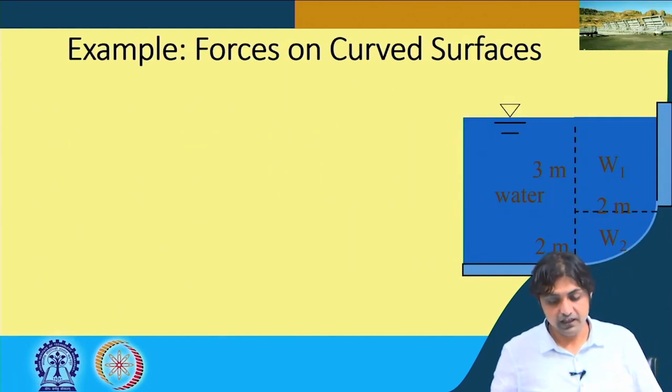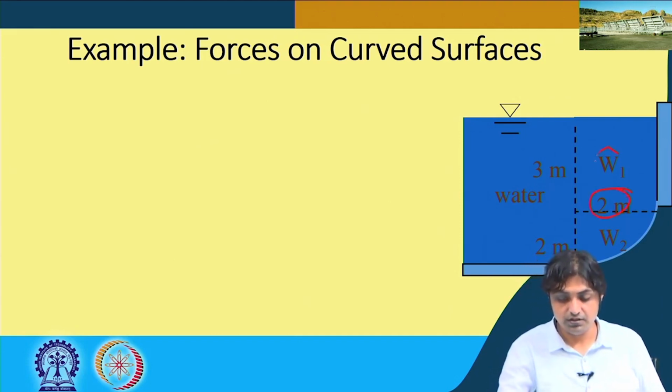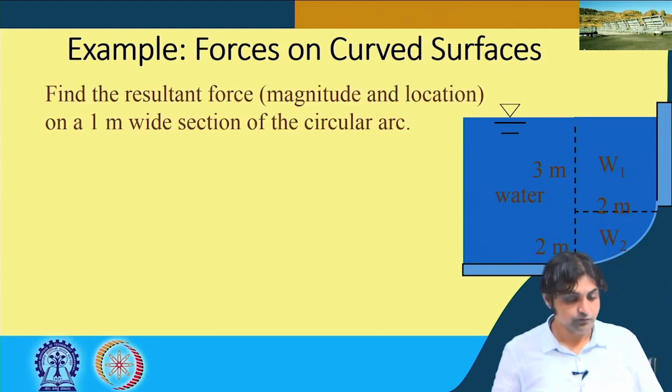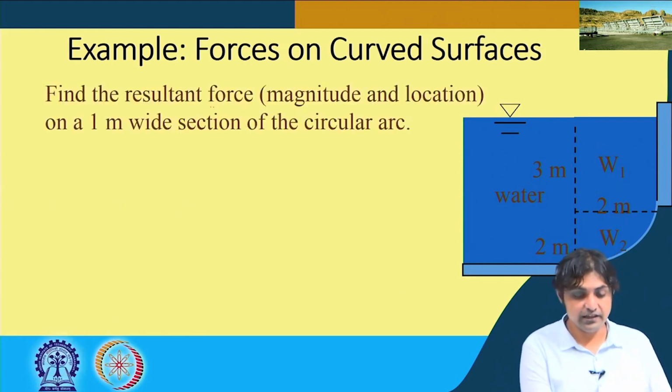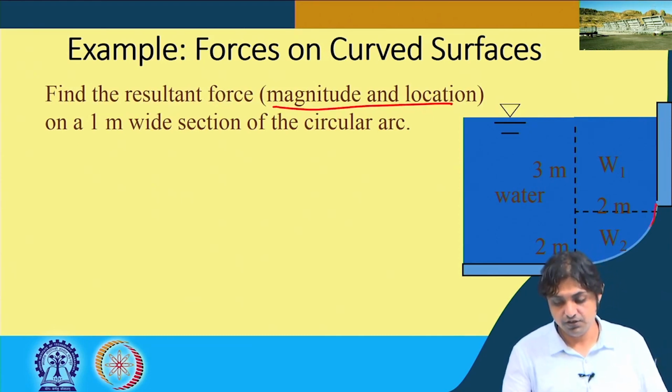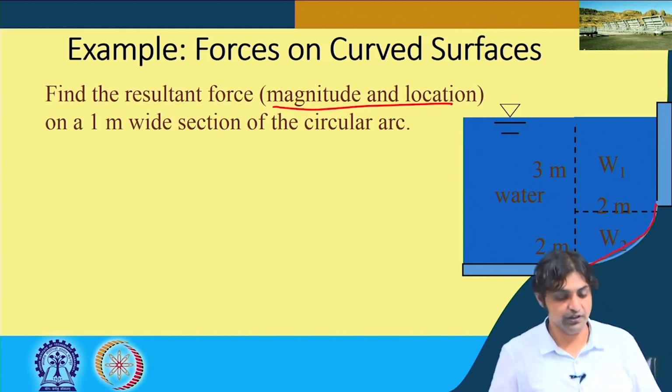So this is a gate. All the components are indicated. W1, W2, the lengths are indicated: 2 meters, 3 meters. This is water. Okay. So let me erase this. We have to find the resultant force, both the magnitude and location, on a 1 meter wide section of the circular arc. So actually this is 1 meter wide in the other direction, not shown here.